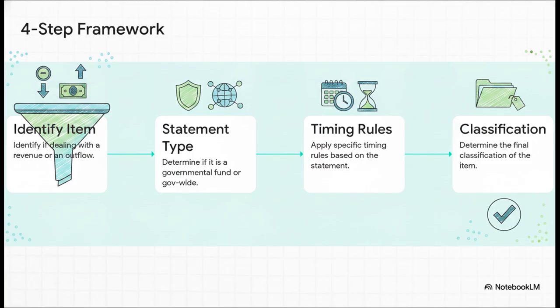Is it a governmental fund or the government-wide statement? Step 3, if it's a revenue, apply the specific timing rules we're about to cover. And step 4, determine the final classification. We're going to run every example today through this exact filter, because strict adherence to this process prevents unforced errors.